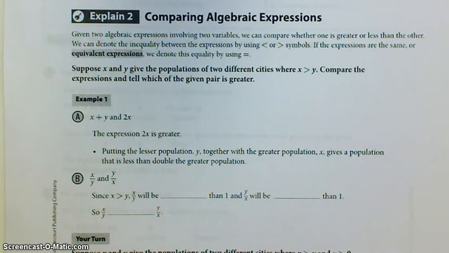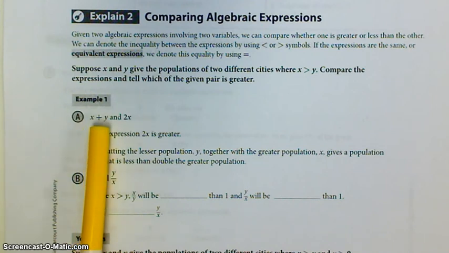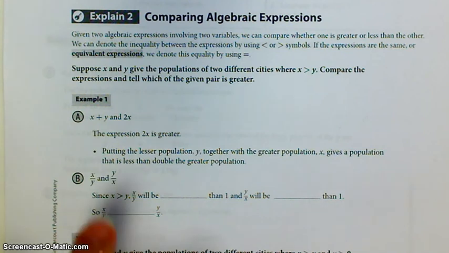It says, suppose x and y give the population of two different cities where x is greater than y. Compare the expressions and tell which of the given pair is greater. Well, if x is greater than y, then two x's are going to be greater than an x and a y. How do I know? Because I know that y is smaller than x. So the expression 2x is greater.